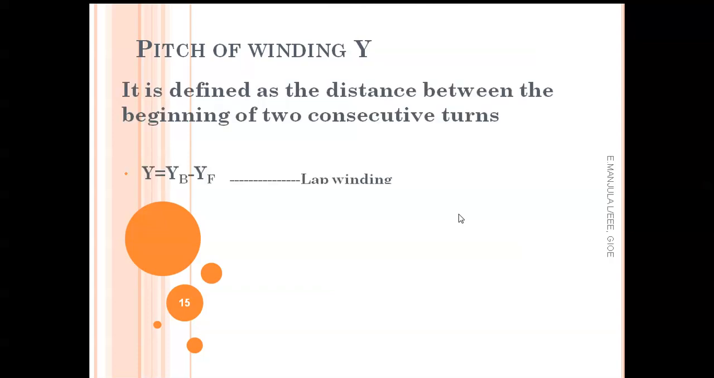Now, the pitch of the winding. It is defined as the distance between the beginning of two successive turns. So Y is equal to YB minus YF in lap winding, and Y is equal to YB plus YF in wave winding.